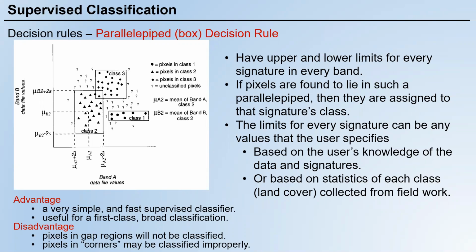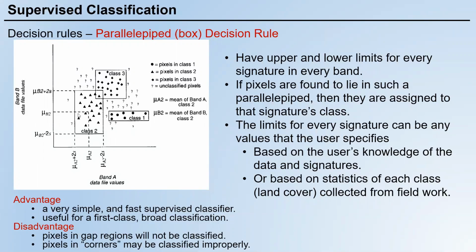decision rule. Okay, or we simply can call it a box decision rule. So on the left side is an example. Here is a feature space formed by band A and band B. Of course, they're just for example. And several boxes have been drawn, right?